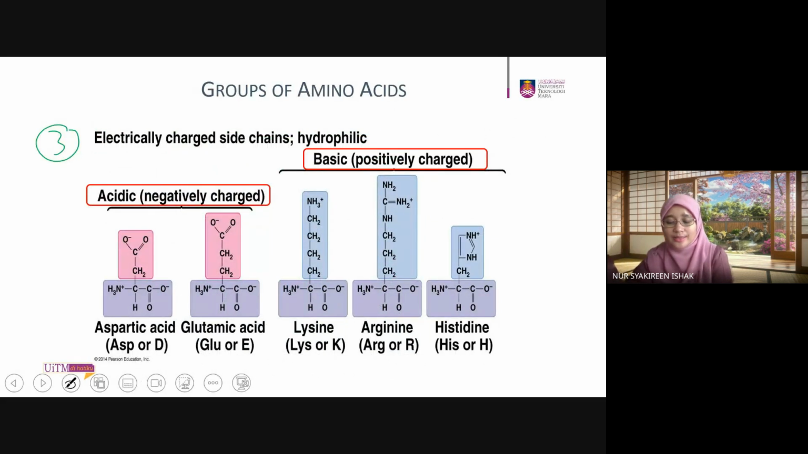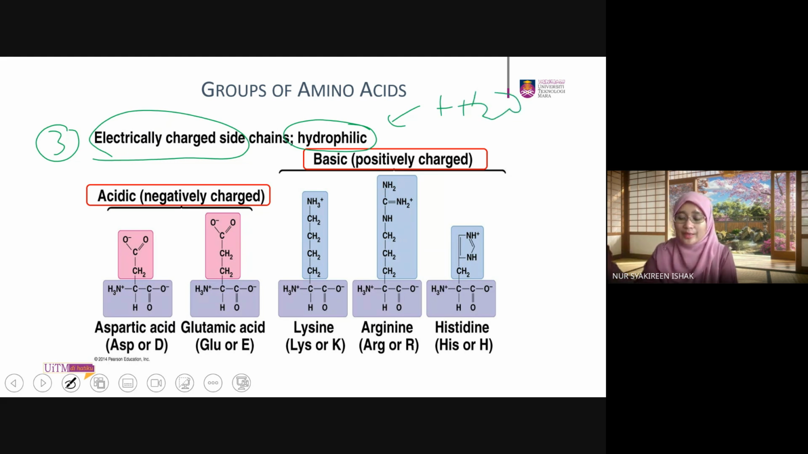So, electrically charged amino acids. Because the amino acid molecule has a charge, either positive or negative, it causes the molecule to be hydrophilic. It can attract or interact with water molecules. If you look at the side chain of the amino acid that has a negative charge, you will see that it has a carboxyl group. The carboxyl group will be ionized and becomes negatively charged. The carboxyl group is originally COOH, right? So when ionized it becomes COO negative. Because it has a negative charge, it can attract water molecules, causing the amino acid to be hydrophilic. So this is an acidic amino acid, where the molecule has a negative charge.